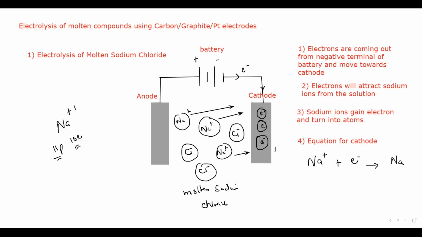So sodium ions are the positive ions. These positive ions are attracted towards the electron, and when they gain that electron, they turn into atoms. So at the cathode, the positive ions will turn into atoms. Now what happens at the anode? The chloride ions move towards the anode.